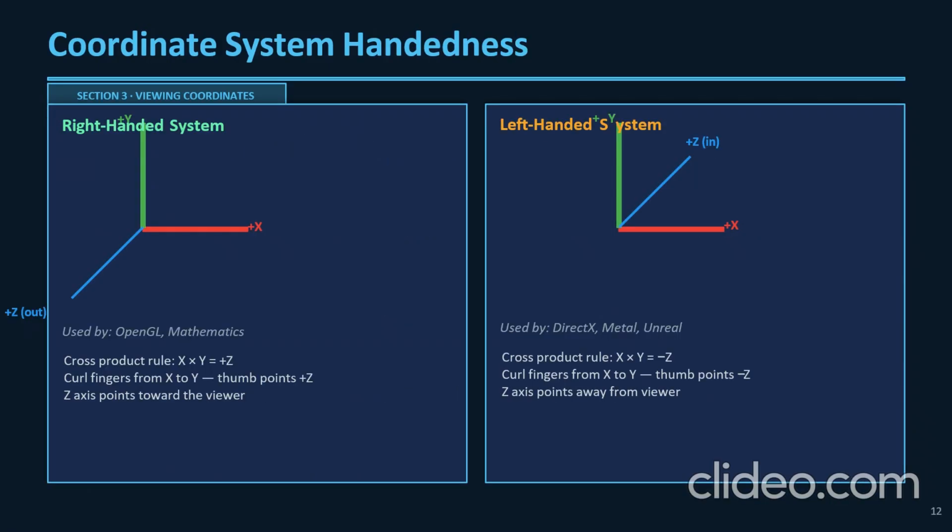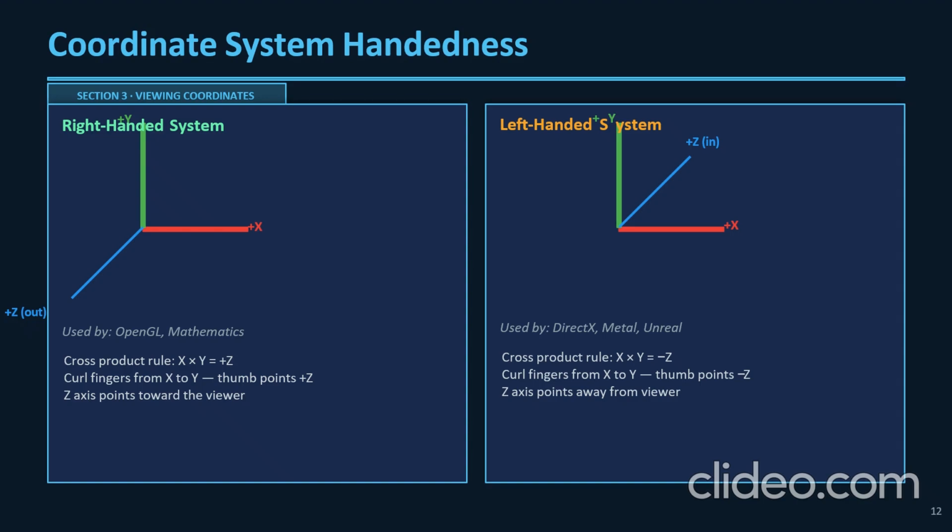In computer graphics, two coordinate systems are commonly used: the right-handed system and the left-handed system. OpenGL uses the right-handed system where the positive z-axis points towards the viewer. DirectX commonly uses the left-handed system where the positive z-axis points away from the viewer. Understanding these coordinate systems is important because they affect how objects are positioned and viewed.